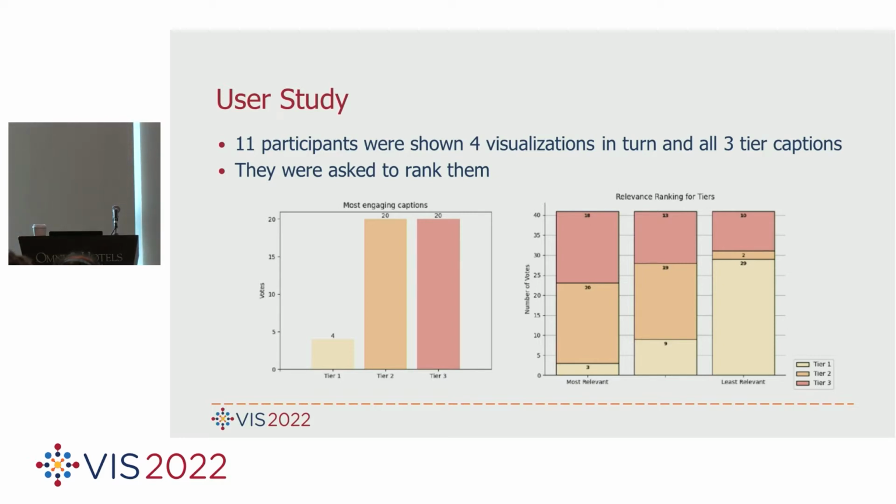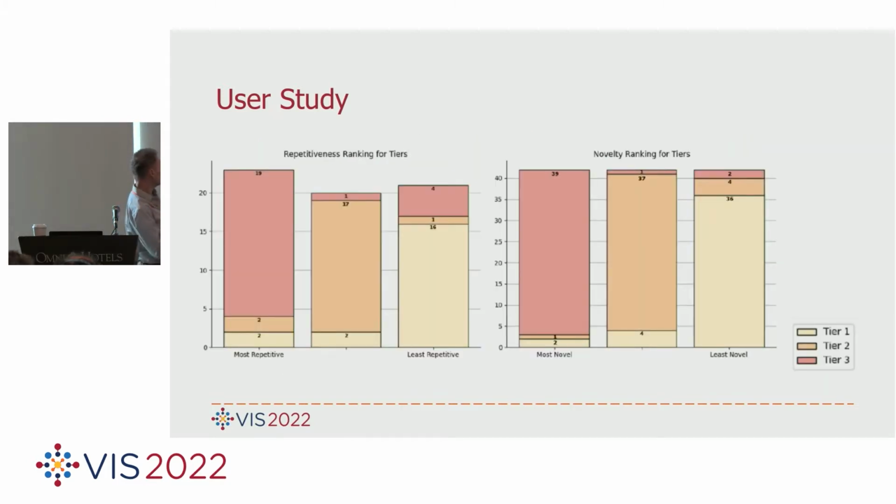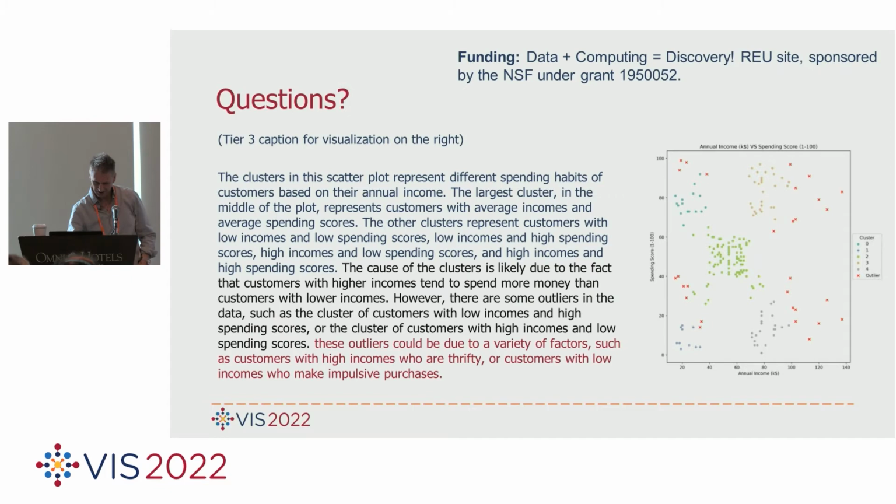In terms of relevance, tier 2 and tier 3 were almost the same too, in terms of what they gave out to the data, I guess. And then 2 more we did on repetitiveness. Of course the last tier was more repetitive because it was more text, right? And then on novelty ranking, tier 3 won again because it did give more novel information out, right? So that was good. So here's some other one that we did on this.